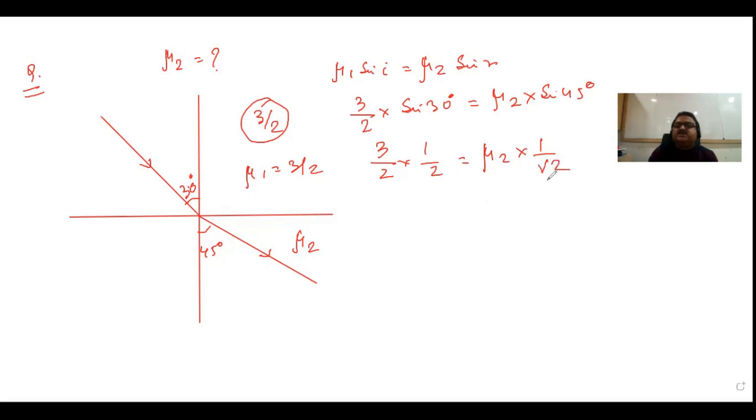Now please simplify this. Mu2 is equal to 3/4 multiplied by √2. If you cancel this, 3 into √2 over 4, which is 2 into 2, you can write √2 into √2, and the √2 gets cancelled. Correct. So we can write the answer in this way: 3/2√2, or simply 3/4.